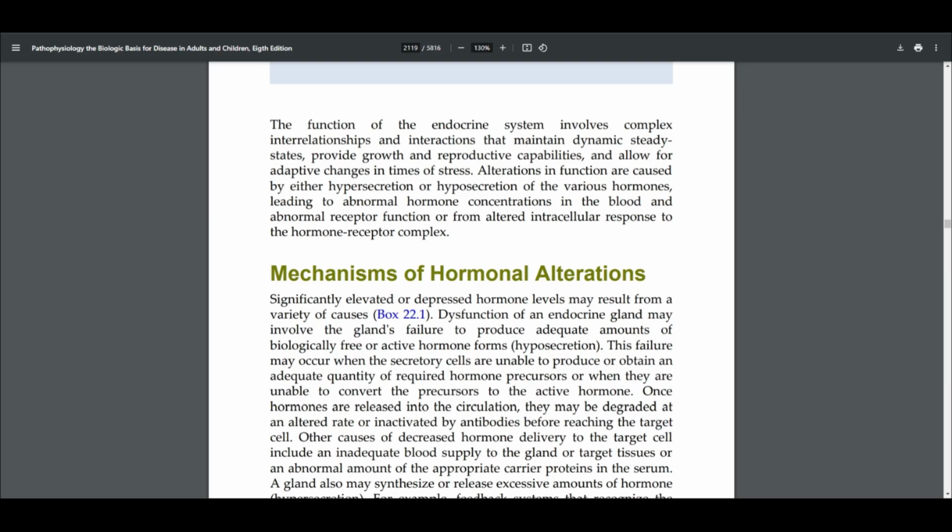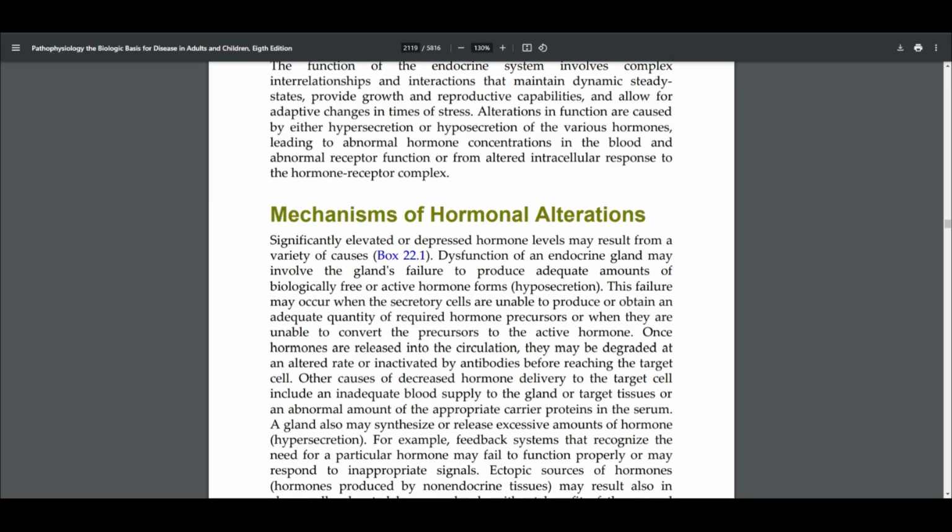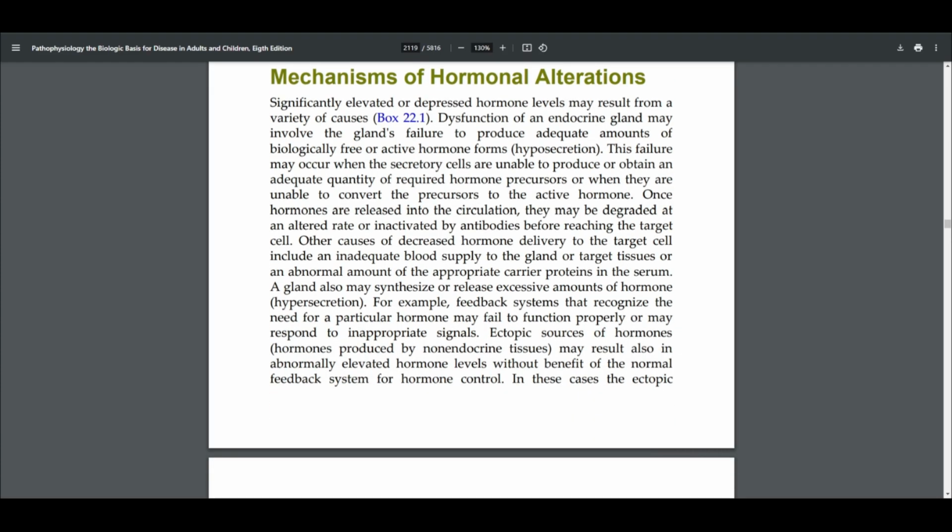The function of the endocrine system involves complex interrelationships and interactions that maintain dynamic steady states, provide growth and reproductive capabilities, and allow for adaptive changes in time of stress. Alterations in function are caused by either hypersecretion or hyposecretion of various hormones, leading to abnormal hormone concentration in the blood and abnormal receptor function, or from altered intracellular response to the hormone receptor complex. Your mechanism of hormonal alteration.